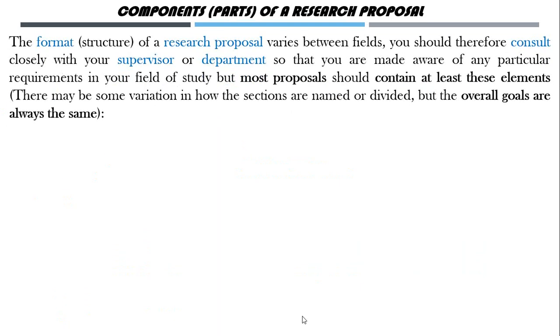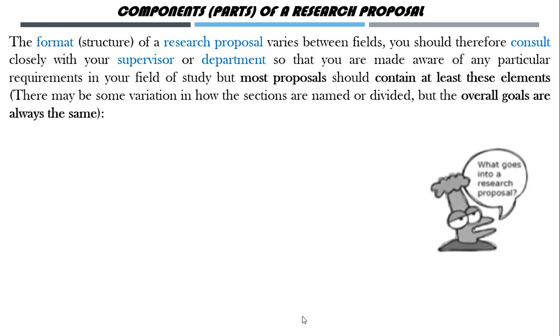So let's see now the components of a research proposal. A research proposal can vary between fields, depending on your research area, the university requirements, and the department. Its components or its format can vary from one institution to another, from one department to another. But commonly, the common goal is more or less the same. The structure might be different, but the common goal is more or less the same.